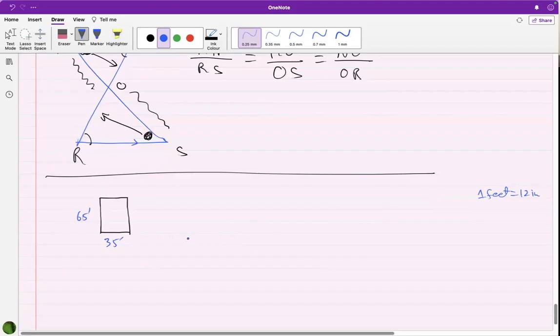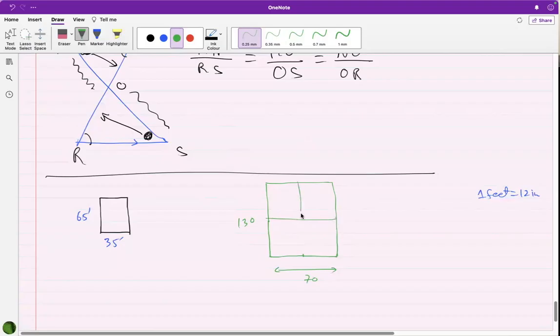So if someone says that my house is double, the front you have and double the back you have. So they're basically saying they have 65 and 65 this way, and they have 35 and 35 this way. Basically, he's telling you that he has 70 by 130. 65 times 2 is 130.